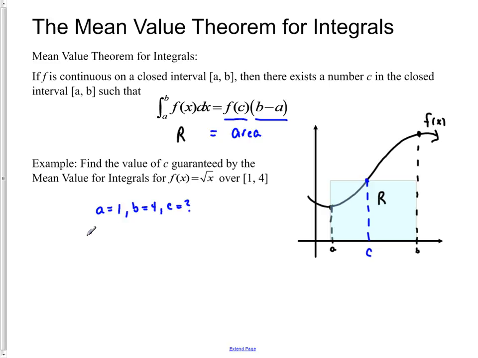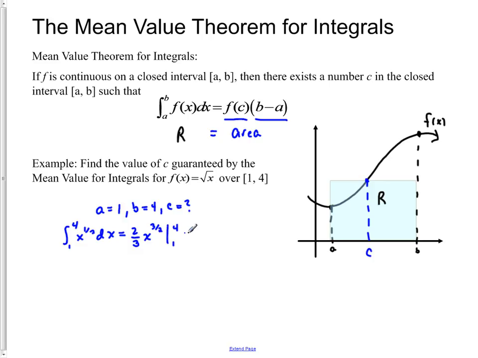So we are going to take our antiderivative, or sorry, definite integral from 1 to 4. So let's go from 1 to 4 of x to the 1/2 dx, which means that we're going to be evaluating 2/3 of x to the 3/2 on the interval from 1 to 4.